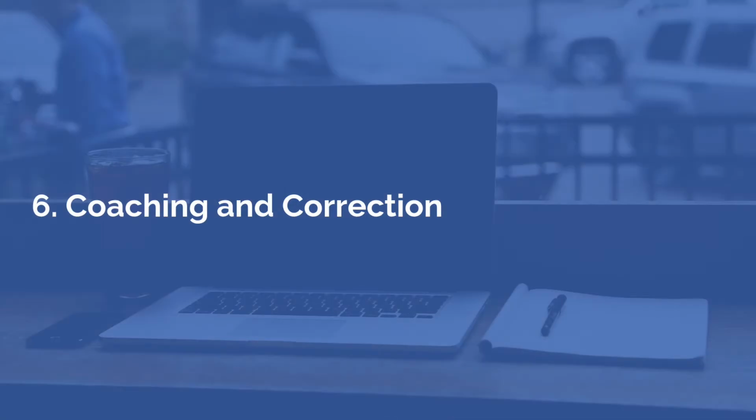The sixth component is coaching and correction. You're going to need to have a plan for how you're going to coach your people so that they continue to improve. And when they stray off the path or they move in a direction that is unacceptable, you want to be able to correct them and get them back on the path effectively.